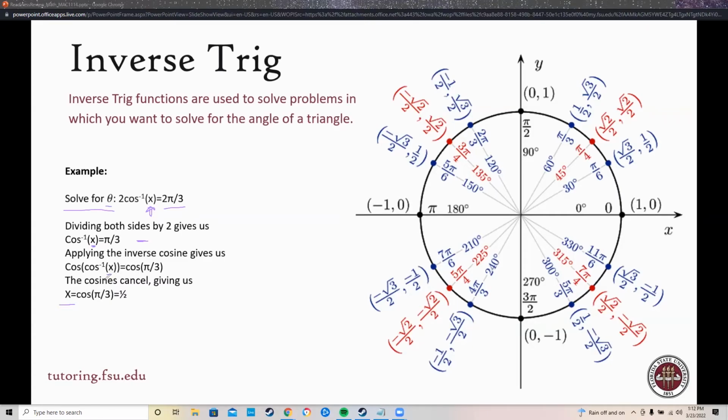Now I have x is equal to cosine of pi over 3. Pi over 3 is an angle on the unit circle that we could look at. Cosine of pi over 3 is the x value here, which is 1/2. So therefore x is equal to 1/2.